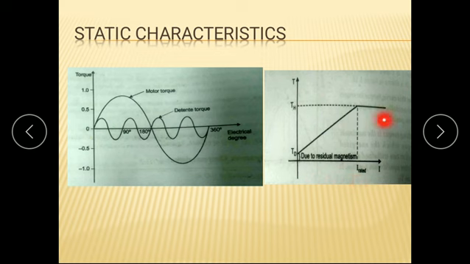Next, this is the torque current curve. In the torque current curve, torque is directly proportional to current. Up to the rated value, it increases. When you increase the current, the torque also increases. Above the rated value, the torque becomes constant. It reaches the saturation position.